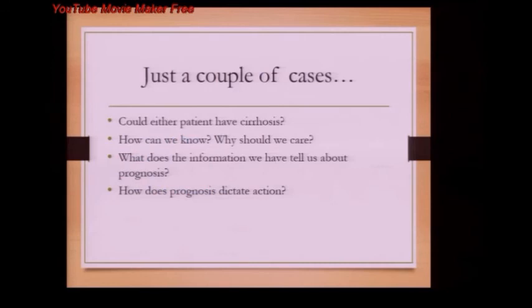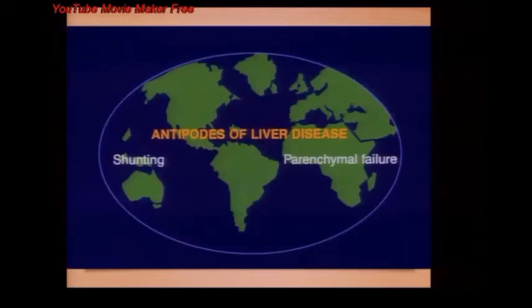So, could either of these patients have cirrhosis? Well, I already kind of tipped you off on the first one. Could the second one? How could we find out? Should we care? What difference does it make in terms of how we proceed with them, treat them, monitor them? And what do we know about their prognosis? If they do have cirrhosis, one of them certainly looks worse in pictures, but do they have comparable or different prognoses? And then how does the prognosis tell us what we should do? So I want you to hold those cases in mind, and we'll catch up with them after we go through some of the manifestations of this disease.